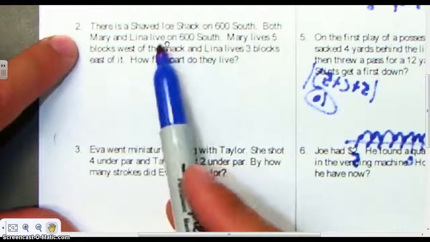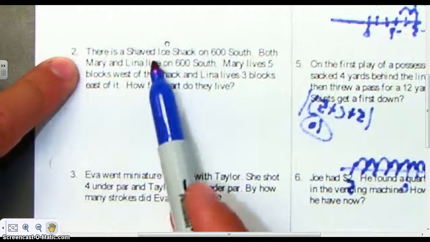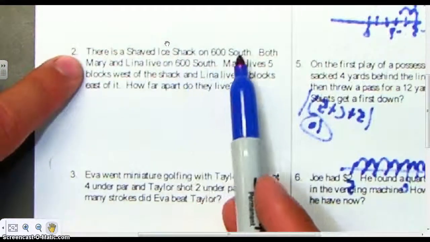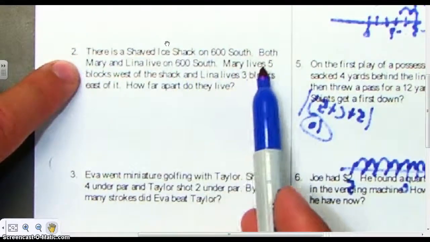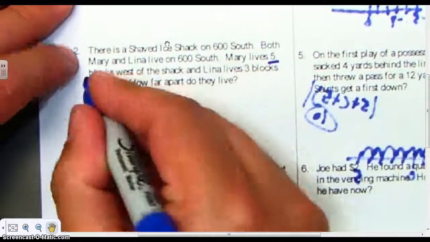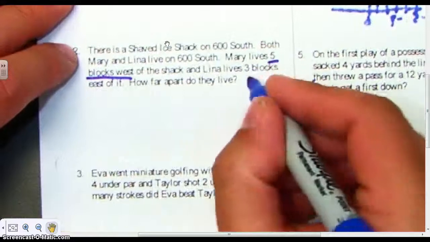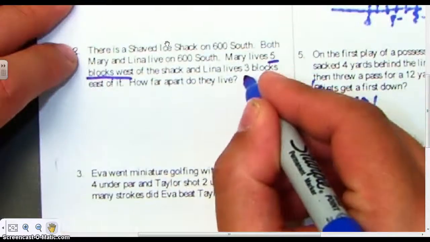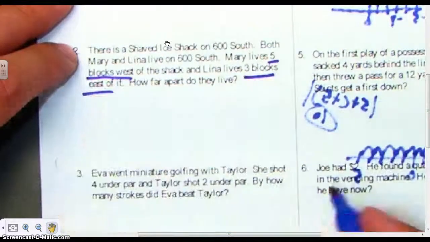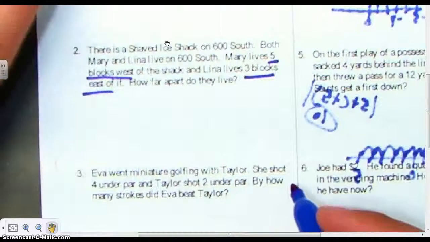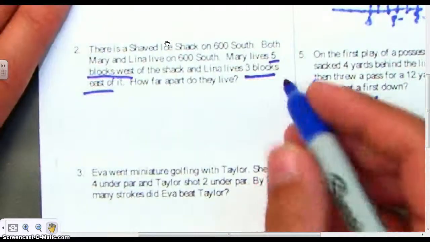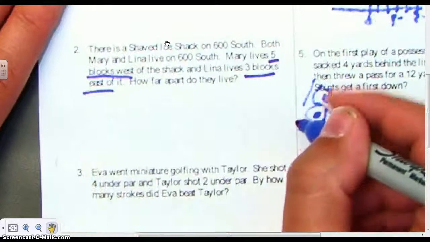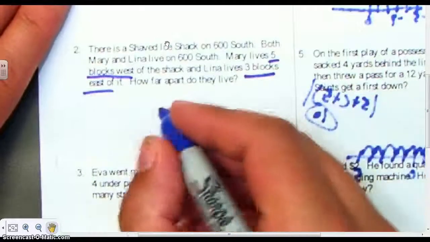So go to the back and do a couple back there. So there is a shaved ice shack on 600 South. Both Mary and Lena live on 600 South. Mary lives 5 blocks west of the shack. Lena lives 3 blocks east of it. So how far apart do they live? So you could do a number line again. Let's try doing it a different way. Once again, draw a number line if you need to. I may do that at the end.